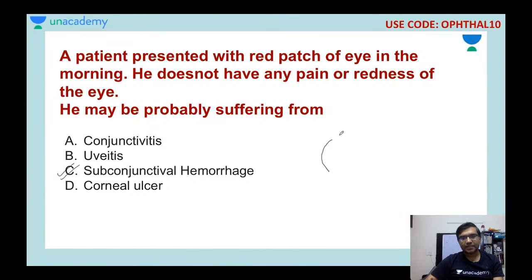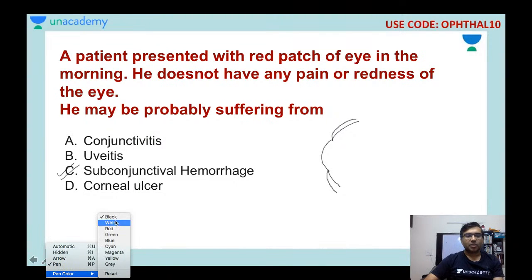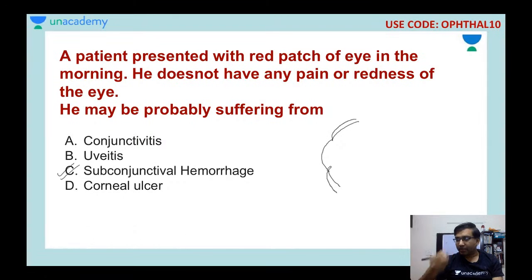So what happens in the subconjunctival hemorrhage? This is your cornea, this is your sclera, and covering the sclera is your bulbar conjunctiva. Because of trauma, sometimes because of the increase in the intrathoracic pressure, or it may be because of the antiplatelet drugs or even idiopathic, there can be a bleeding or blood collection beneath the conjunctiva. This is called subconjunctival hemorrhage. The basic funda is that there is basically no pain, there is no redness and no discharge here.